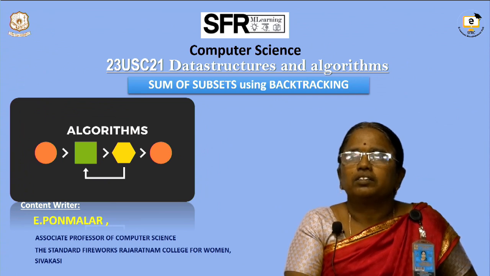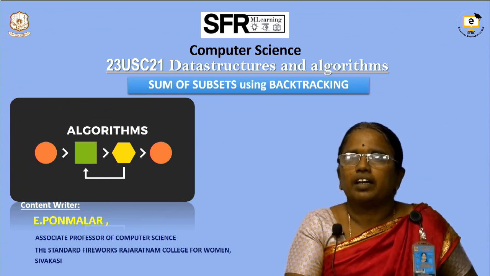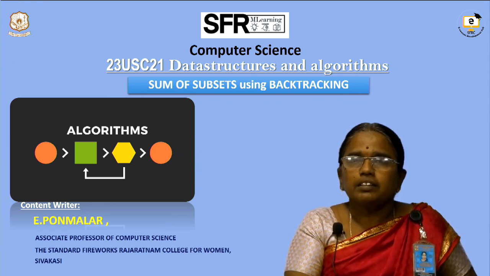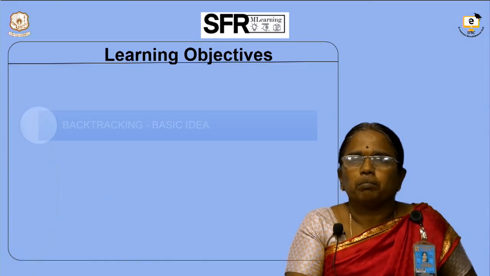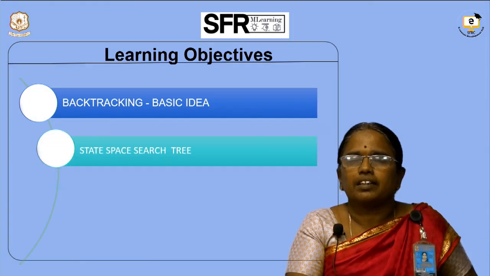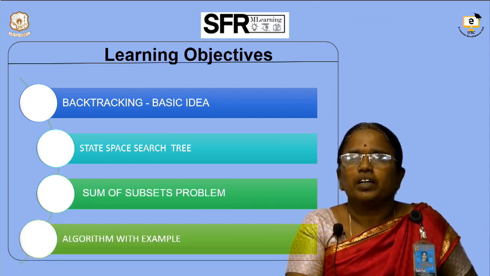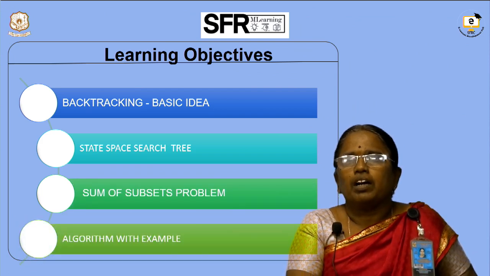I am here to present the information regarding sum of subsets problem solving using backtracking. This comes under the heading 23 USC 21 Data Structures and Algorithms course of our BSc Computer Science. Now, in data structures and algorithms, we have backtracking as a technique, and I am going to explain how the sum of subsets problem can be solved using backtracking.